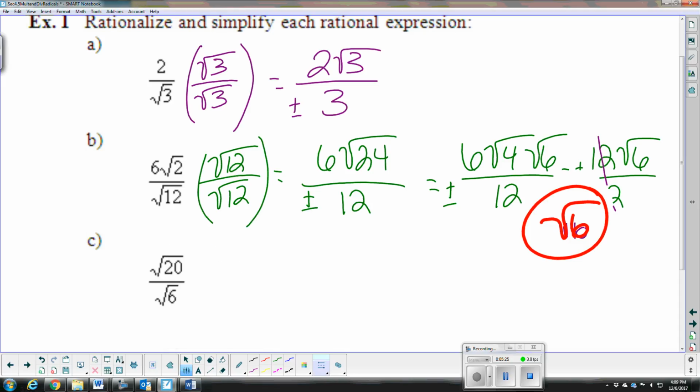All right, then looking at the next one, square root of 20 over square root of 6, we've got to multiply by 1. So square root of 6 over square root of 6 is 1.